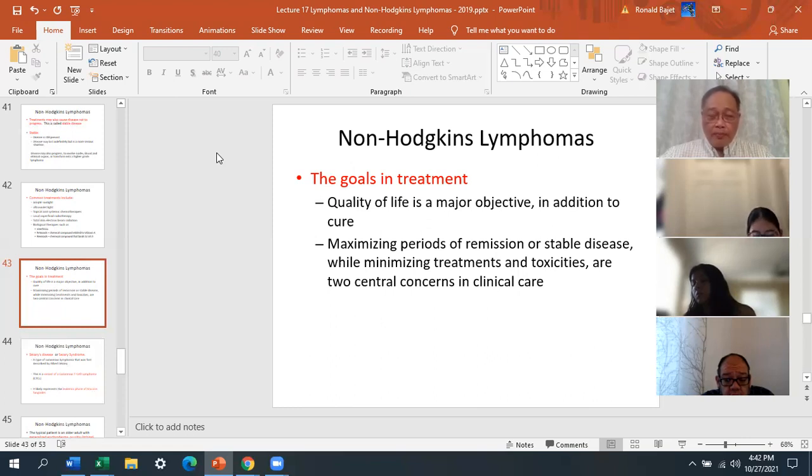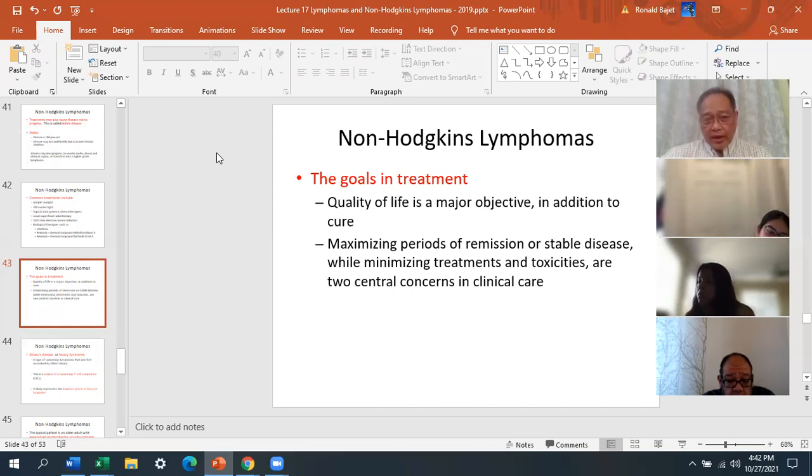So the goal, when you're considering treatment, is maximizing periods of remission. Remember, remission, or the stable state, where the disease is not doing anything, it's not progressing, or it's actually absent, while minimizing treatment and toxicities, because the treatments can be toxic. And those are the two central concerns in clinical care. You want to balance it out and make those significant considerations.